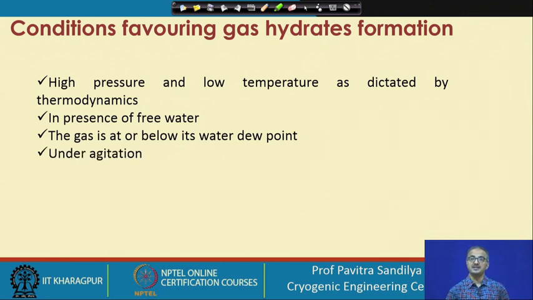And if you are agitating the system, then what happens? By agitation we are able to mix up the gas and the water properly. So, this mixing will induce the gas hydrate formation, and then there is the presence of some seed crystals. If there are some seed crystals or impurities, these seeds will favor the formation of the hydrates, because hydrate formation is primarily a crystallization process. So, crystallization is favored by the presence of some kind of seed particles.